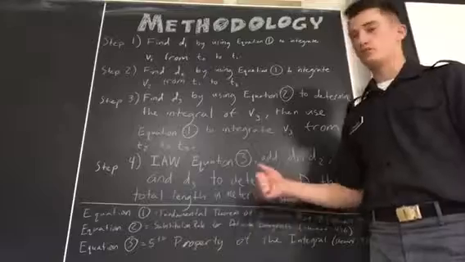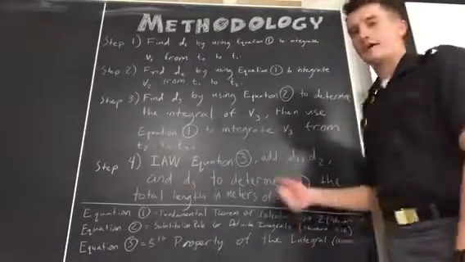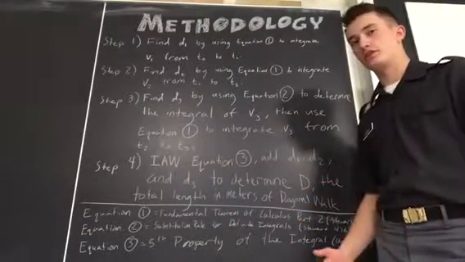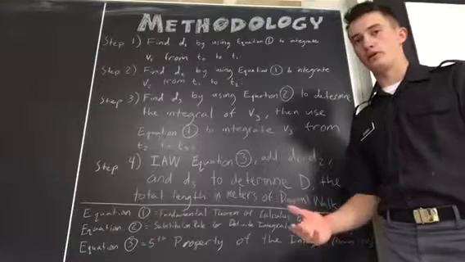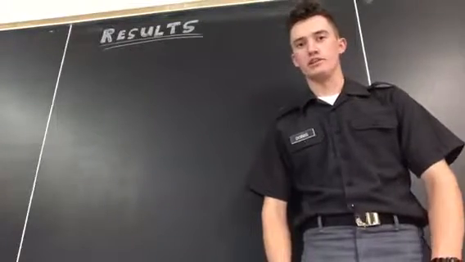After that, in accordance with the fifth property of the integral, we're going to add d1, d2, and d3 to get capital D, which is the total length in meters of diagonal walk. With that, we will have solved our problem. The next part of the quality rep is results. This is where we calculate the distance of diagonal walk.